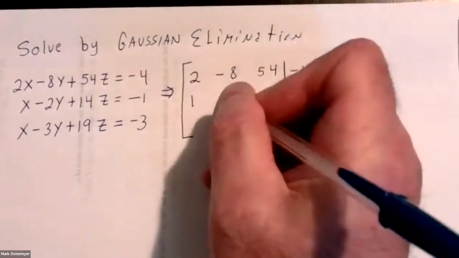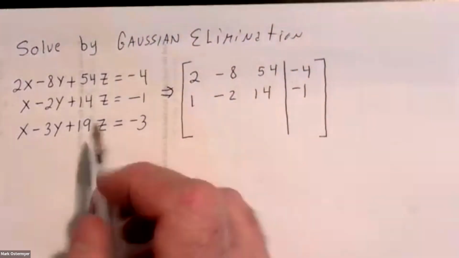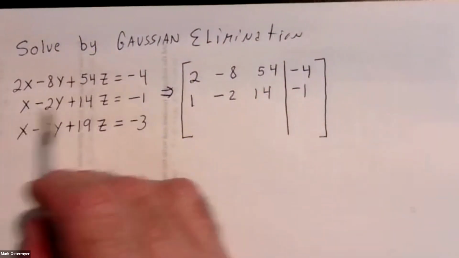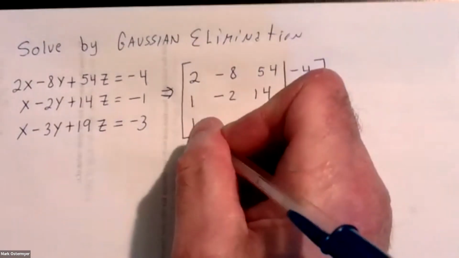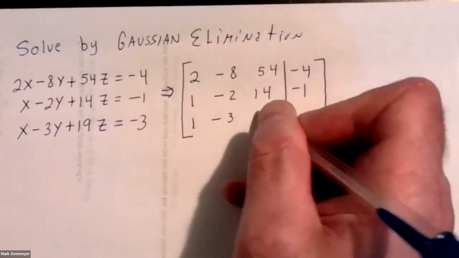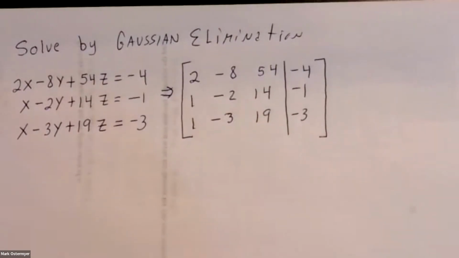Here's the second equation. Now, keep in mind, if you were missing any variables in any equation, you've got to enter in 0 in place of those missing variables. Here's the third equation. And there you go. Our system now has been presented as a 3x4 augmented matrix.